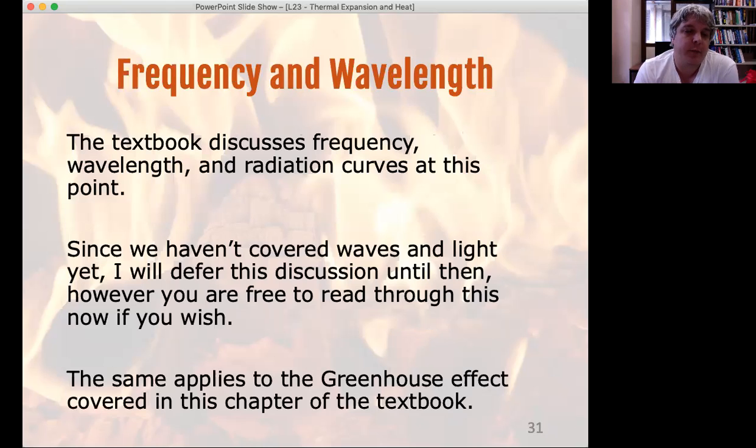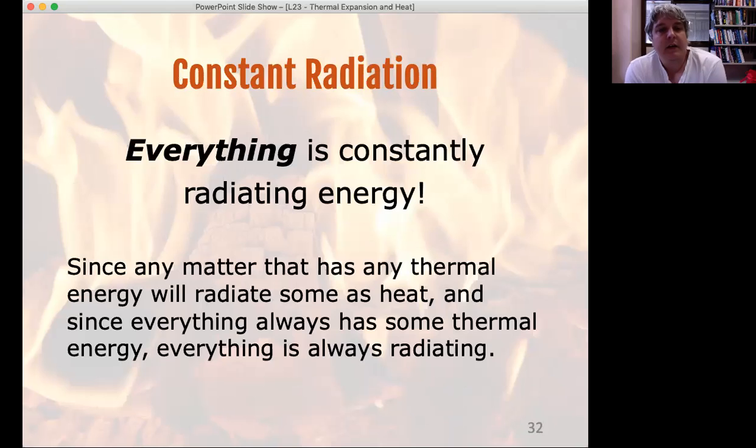In the textbook at this point, it talks about frequency, wavelength, and radiation curves. If you are following through the textbook, don't worry about this section for now. I will come back to this section after we have talked about light and after we've talked about waves, and once we understand what frequency and wavelengths and radiation curves all actually mean. The textbook, I just feel, was a little ambitious trying to introduce this now when you haven't actually met those concepts yet. So I will leave all of that until the last section of the course.